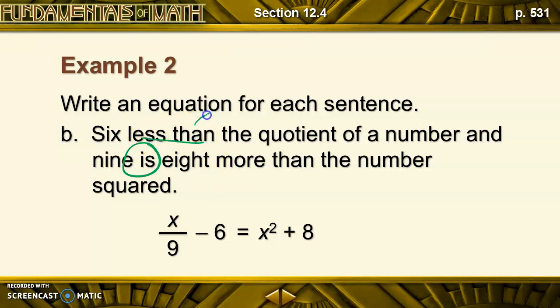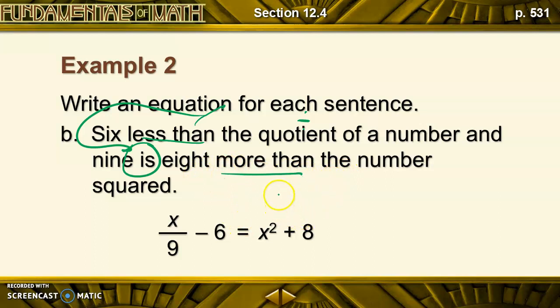Less than is going to go behind everything. So it's going to go behind, right? The quotient is division, so we're going to divide a number and 9. A number divided by 9 minus 6, good. Then we have our equal sign. 8 more than is going to go in the back.